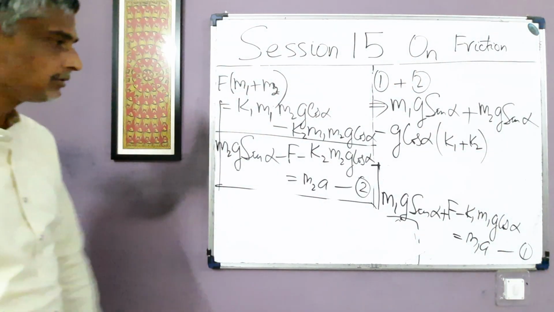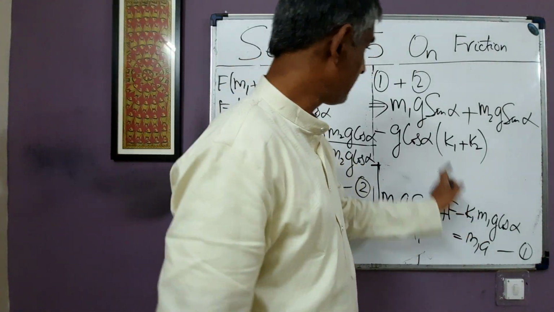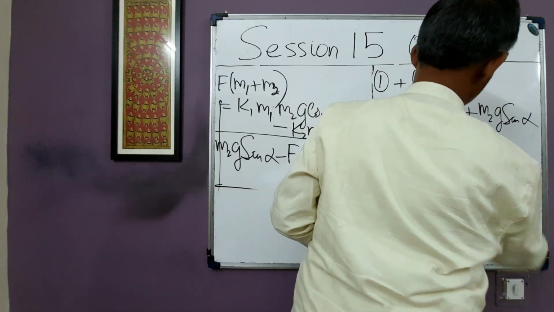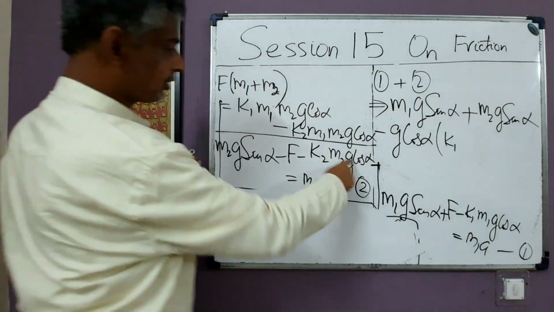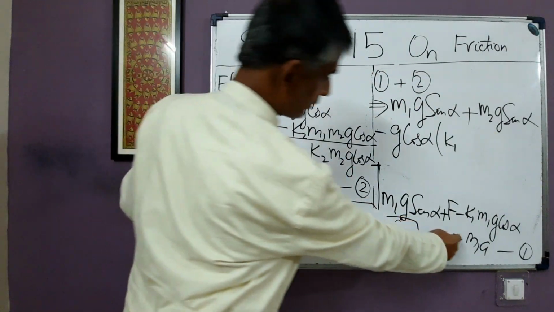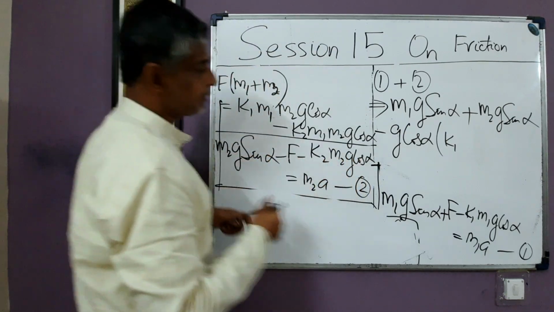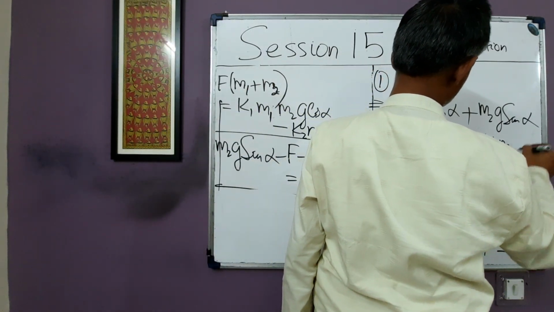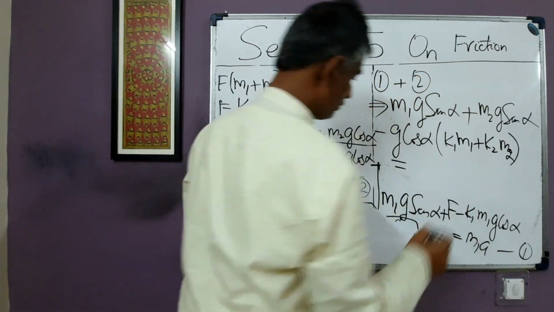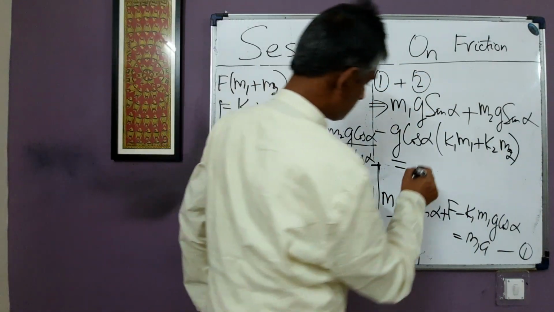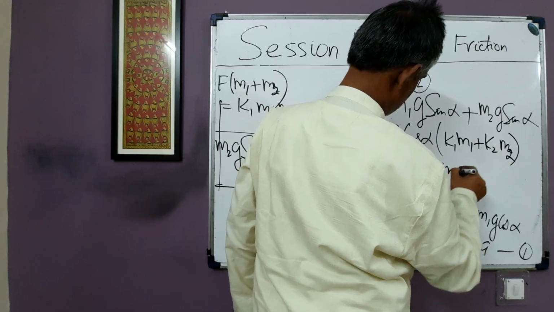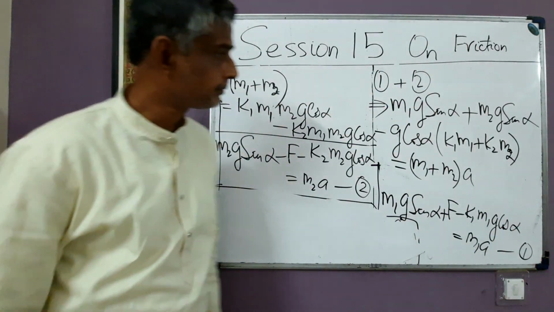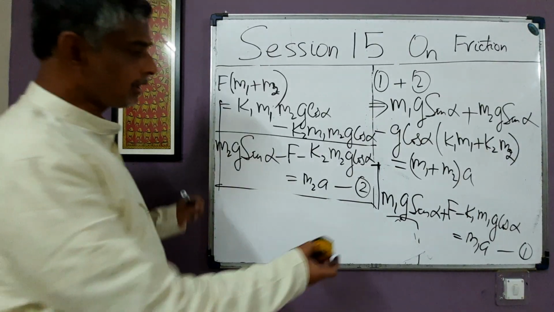I suppose it is alright. Let me check the equation. Sorry, g cos alpha is common when I add these two equations: g cos alpha into k1 m1 plus k2 m2, that is equal to m1 a plus m2 a. That simplifies to this much. Okay, fine.